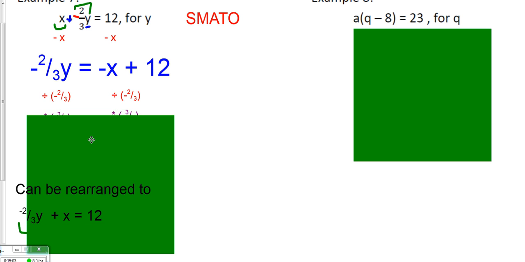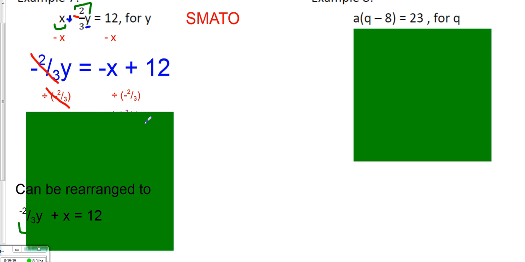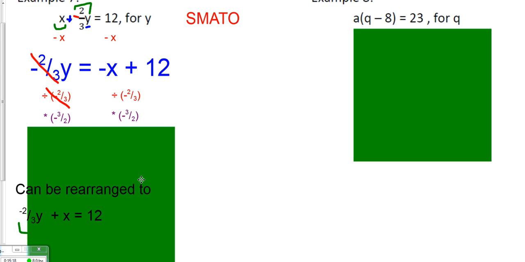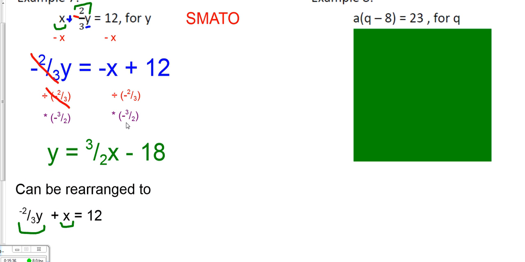Now what are we doing to both sides? We're dividing by the same thing we were multiplying by. We're dividing by the negative 2/3 on both sides. When you do that, this cancels out, and y is finally alone. Something to think about is this technically means the same as multiplying by negative 3/2. Dividing by a fraction is the same as multiplying by the reciprocal. So that might make it a little bit easier to think about. Think multiply by negative 3/2.